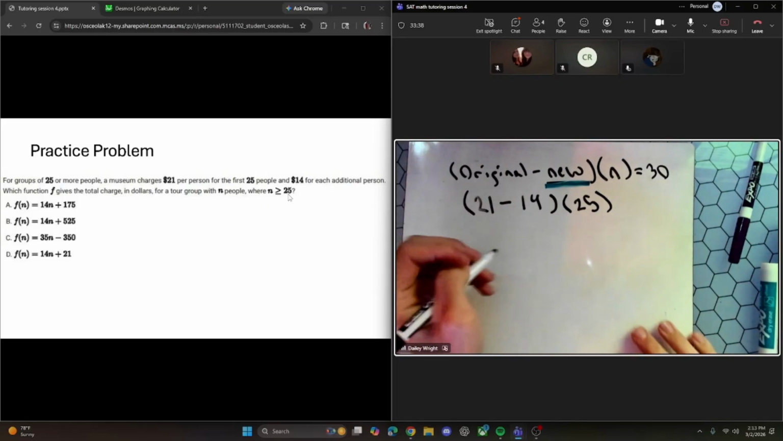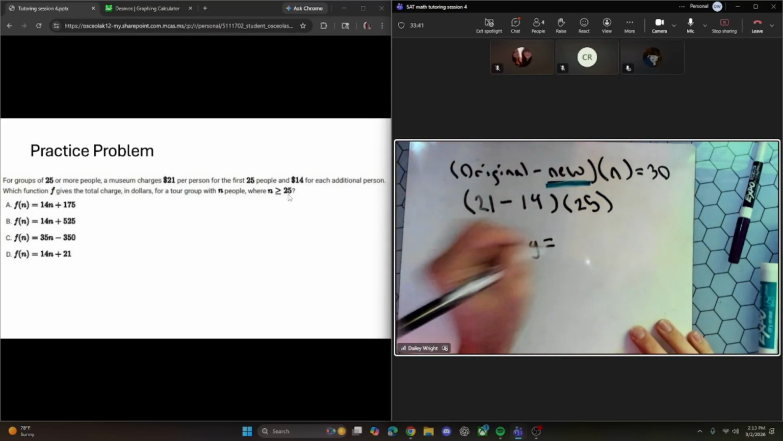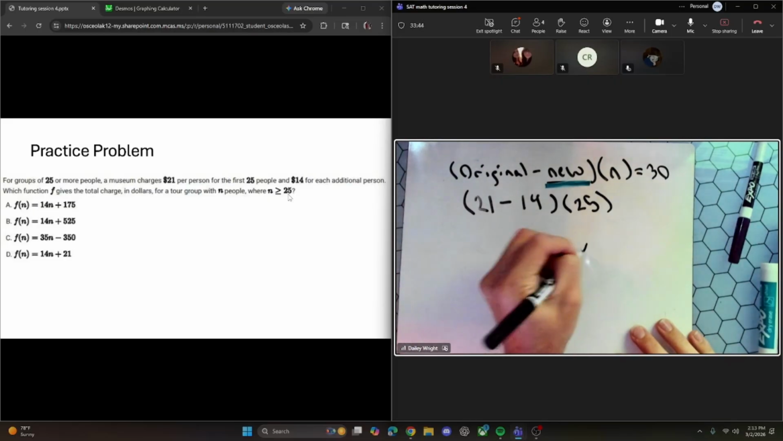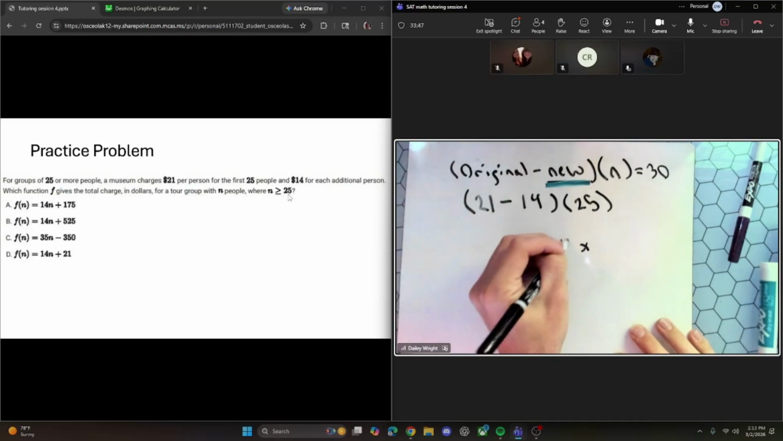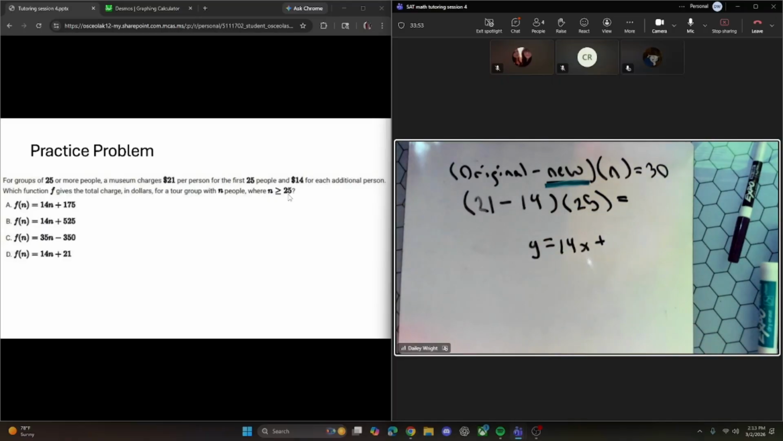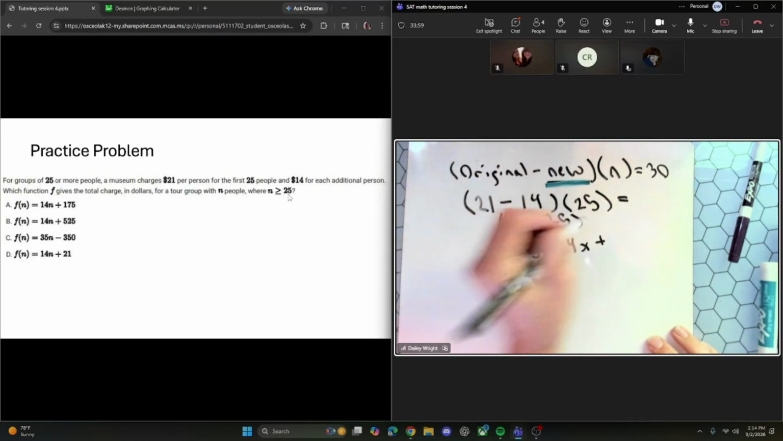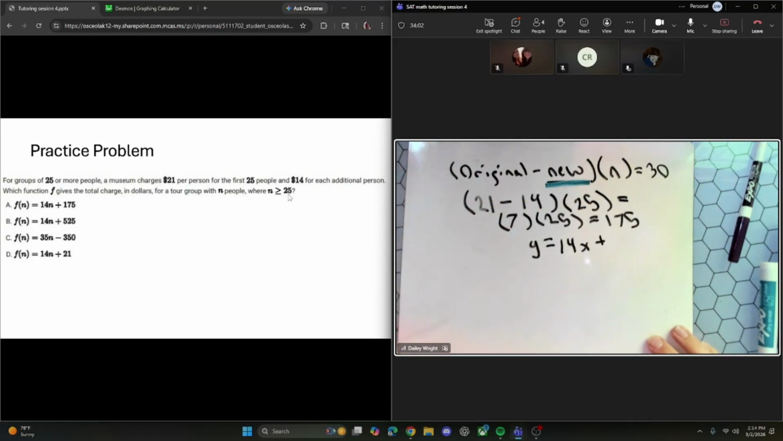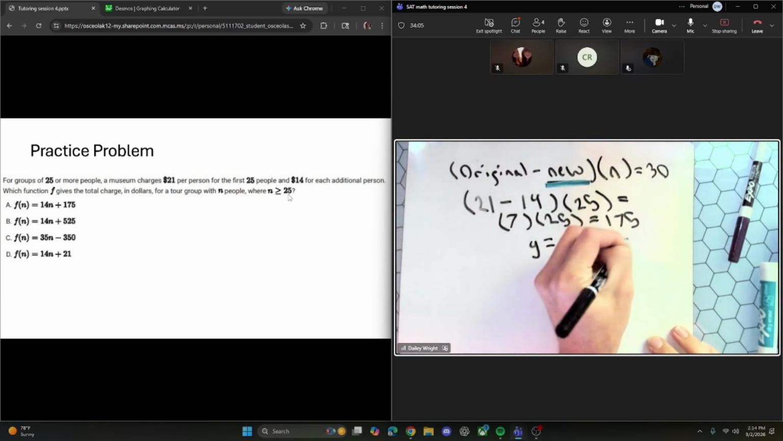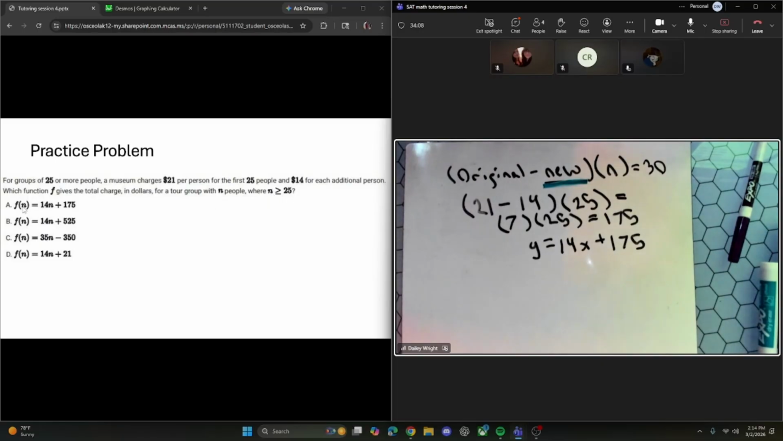So now you have your equation, and you know the slope of your new equation is going to have that new price right in front of the x, so it's going to be 14x plus whatever this is equal to. 21 minus 14 is 7. 7 times 25 is 175. So your equation is going to be y equals 14x plus 175, and that's going to give you A. They use n and they use f of n. I always write y equals mx plus b, and then I just look at where the variables line up.